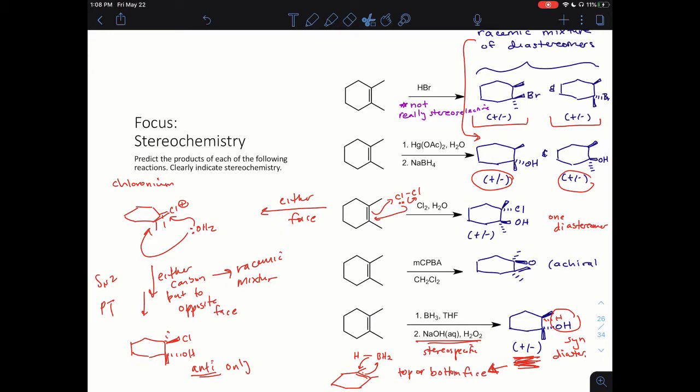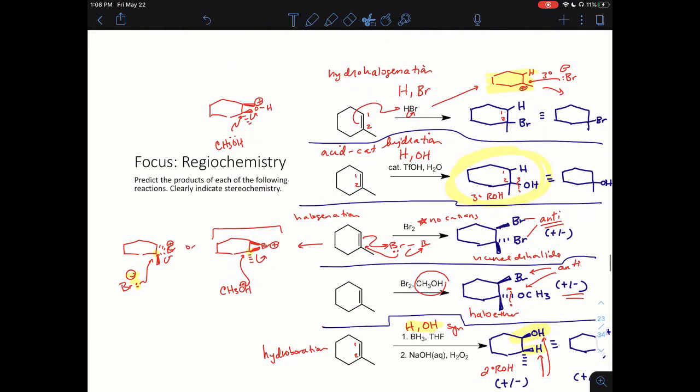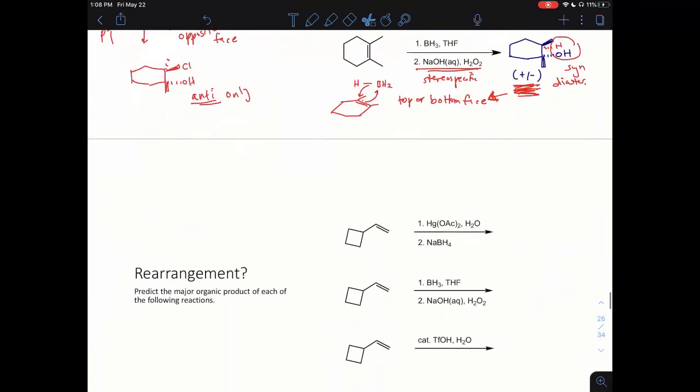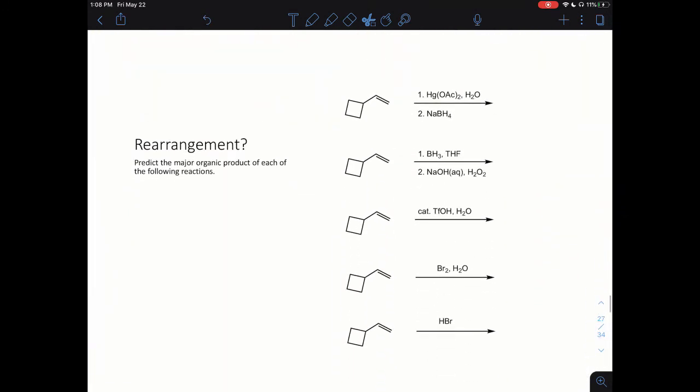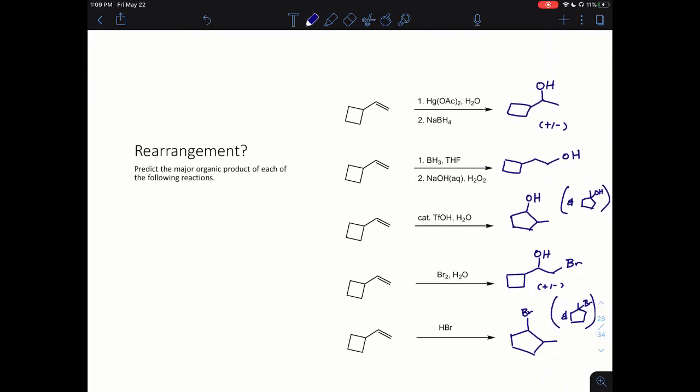Excellent work. We have discussed stereochemistry, regiochemistry. Now let's think about when carbocation rearrangement happens. So take a little pause, try these questions on your own, and then let's discuss them. Last chance to pause. Excellent. Again, I have the broad strokes here.